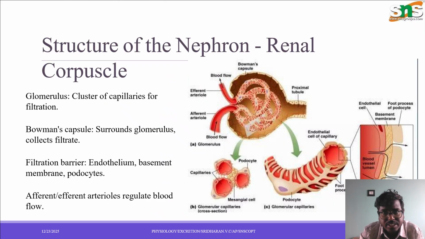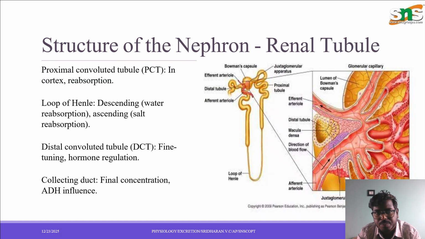The structure of the nephron consists of the renal corpuscle, which is the collective structure of the glomerulus and Bowman's capsule. The glomerulus is a cluster of capillaries for filtration, and the Bowman's capsule surrounds the glomerulus and collects the filtrate. The filtration barrier consists of the endothelium, the basement membrane, and the podocytes, and the afferent and efferent arterioles help in regulating the blood flow.